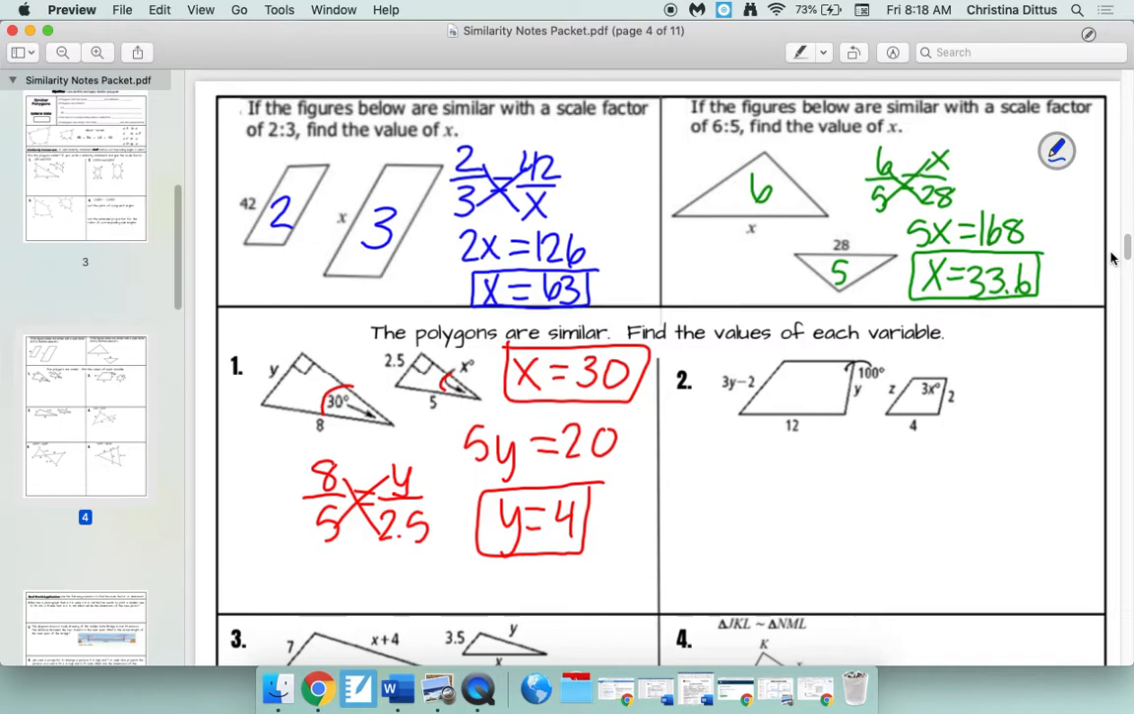Alright, number 2. What letter do you want to solve for first? X, Y, or Z? Z? You want to solve for Z first? I don't think we can solve for Z first. Solve for Y first. Let's do the X. Let's solve for x.